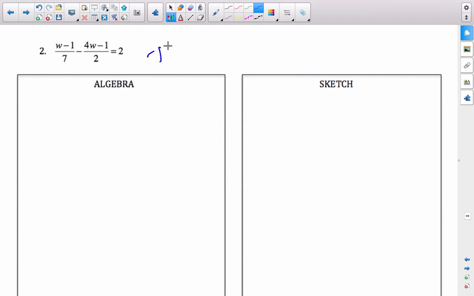Number 2, this one you need to try on your own right now. Good luck. Have fun.